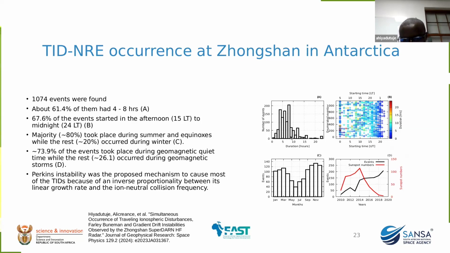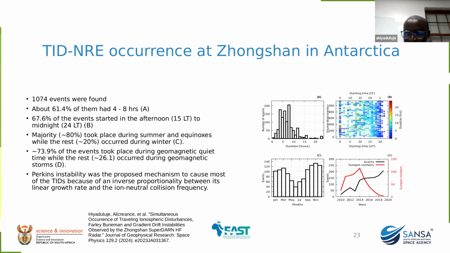So we found that, as you can see, most of the TIDs lasted between 4 and 8 hours. And most of them occurred during the night, which is from around 15 local time to around 5 a.m. And we also find that this is summer, this is the equinox, and this is winter. So we find that most of them occur during summer and equinox.